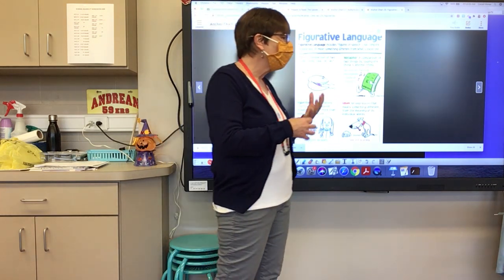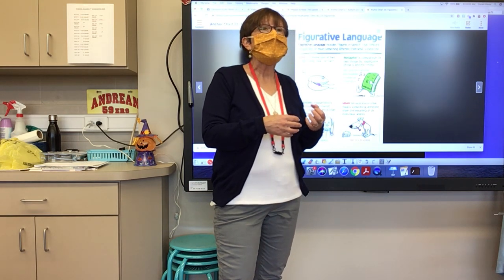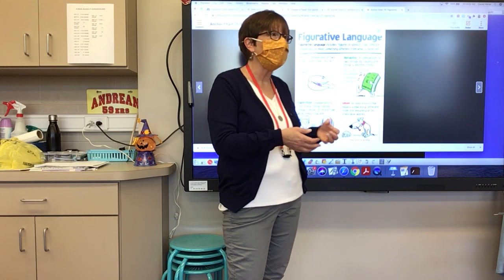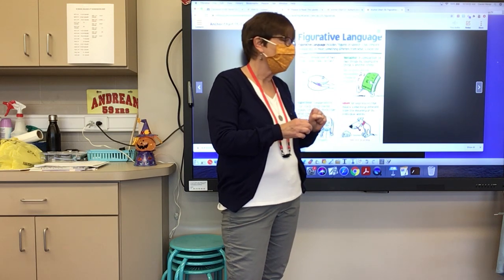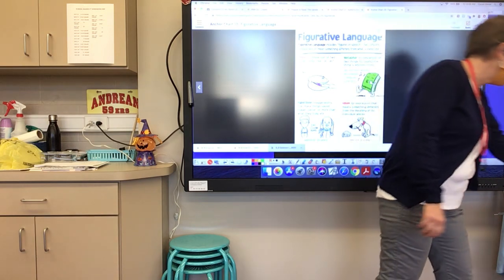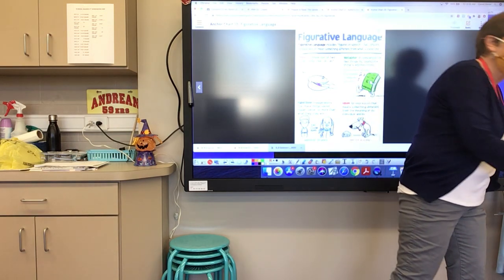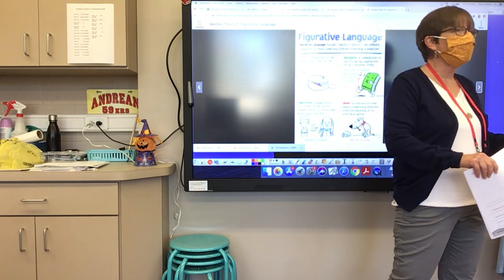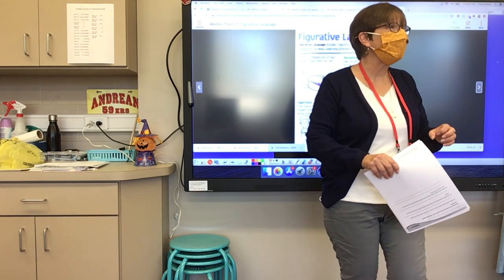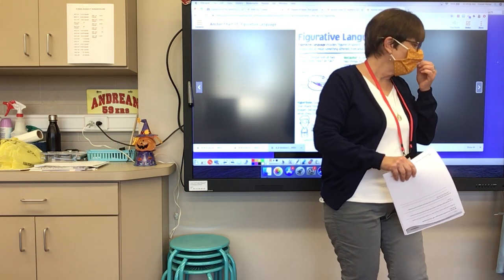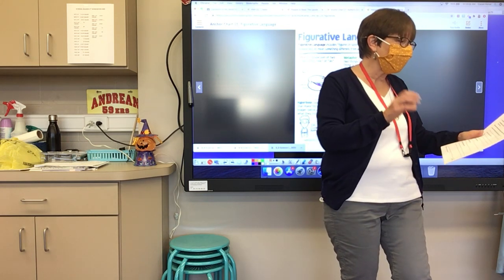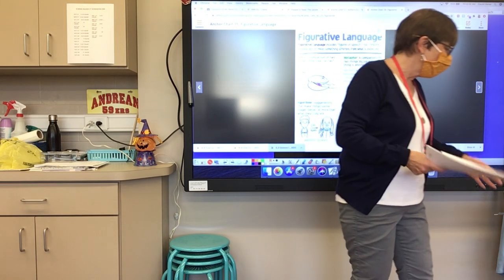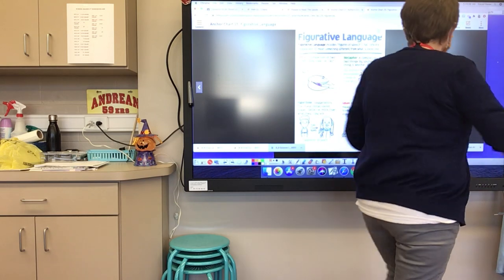That's one of the things we're going to be looking for in the story we're talking about today, The Upside Down Boy. I've given you your figurative language paper, and we're going to be looking for some examples of figurative language in that story. We're going to specialize and just look at certain pages in the story. I want you to turn to page 165.